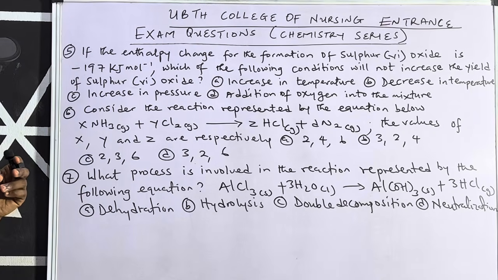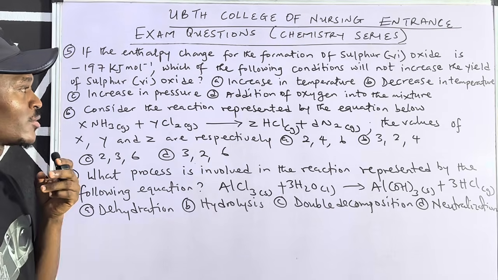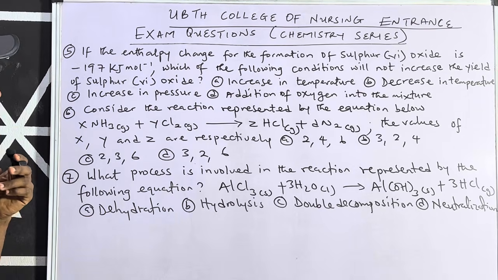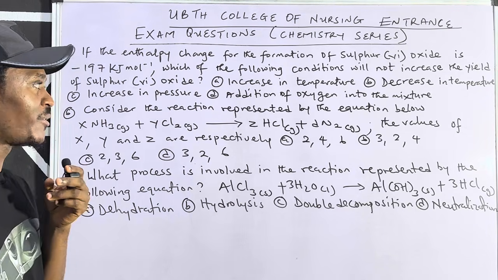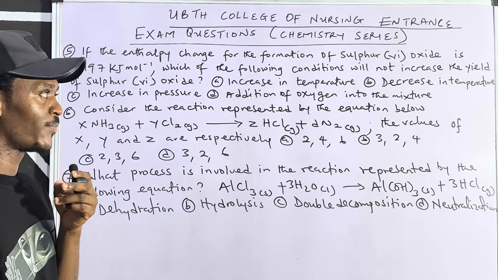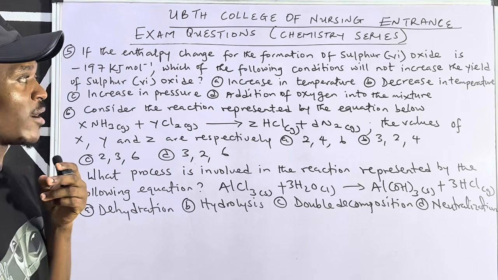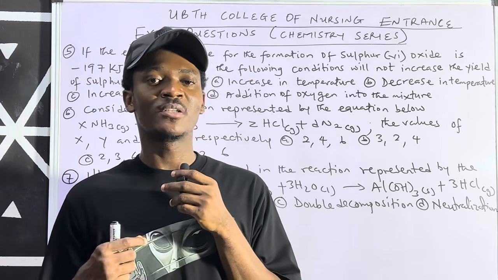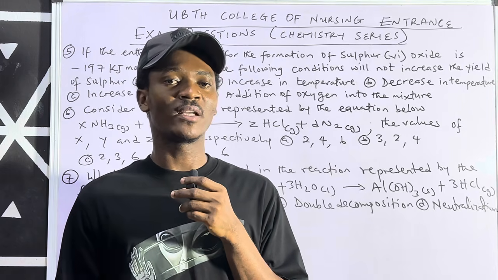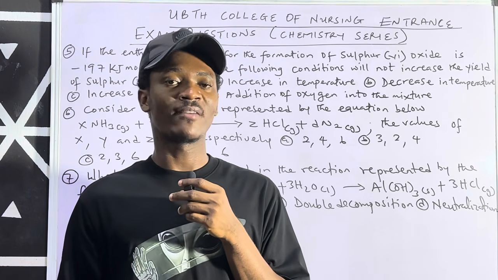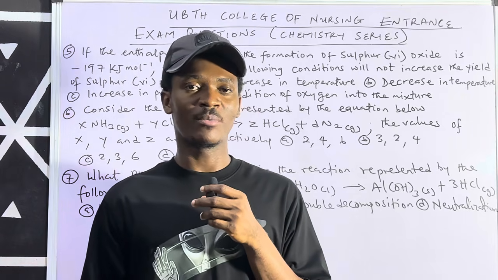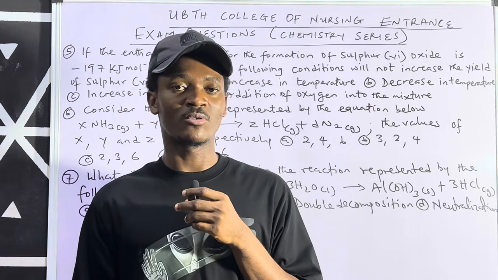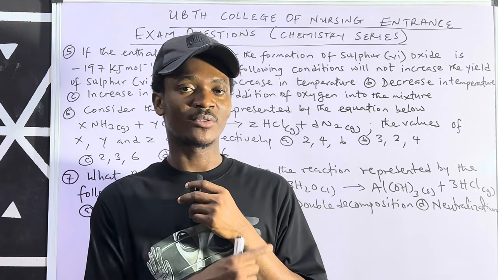Question 5. If the enthalpy change for the formation of sulfur 6 oxide is -197 kilojoules per mole, which of the following conditions will not increase the yield of sulfur 6 oxide? Now, this question is taking our minds to how well we understand the effect of changes in temperature, pressure, and concentration on a system at equilibrium. If you have not watched my video lesson on chemical equilibrium, talking about Le Chatelier's principle, do well to watch that video to help you in tackling questions like the one on the board.